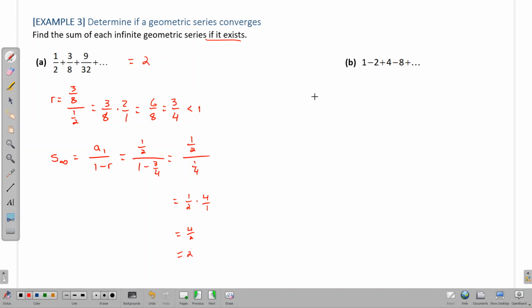Okay, next one. So start by finding r. r would be equal to -2 over 1, which is just -2. And that's a problem. That means that the absolute value of this r is bigger than 1. The absolute value of -2 is bigger than 1, which implies it diverges, which means the sum does not exist.